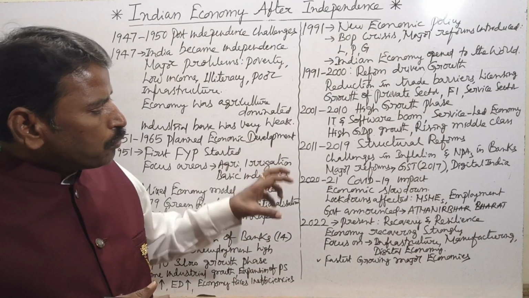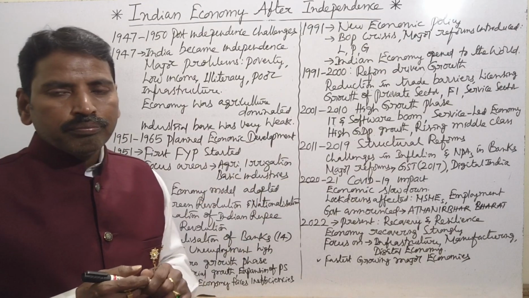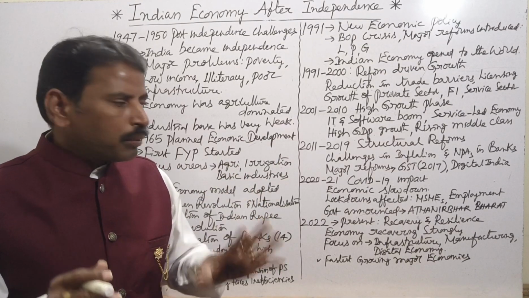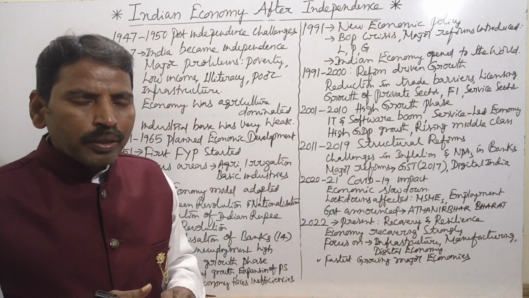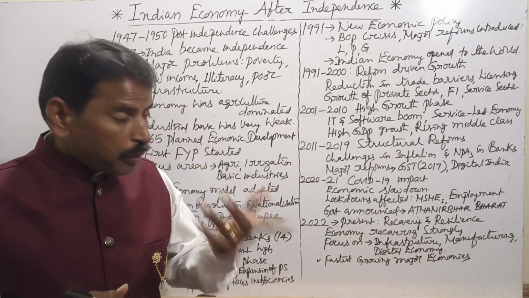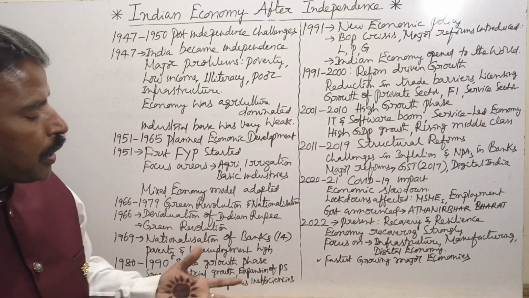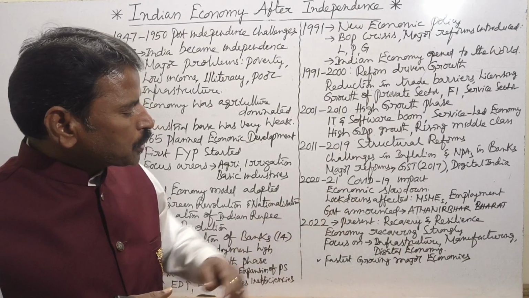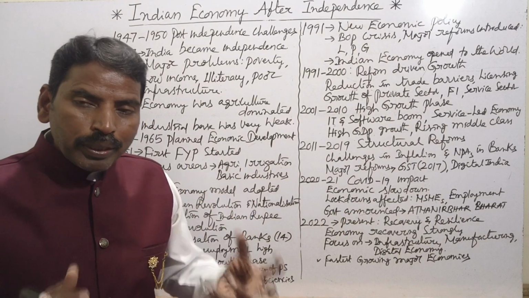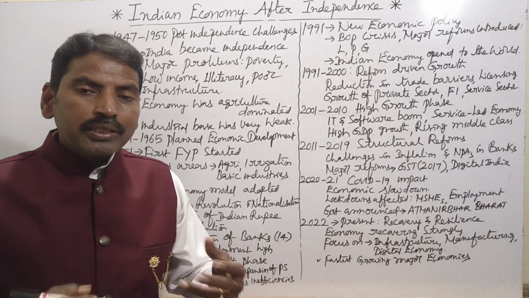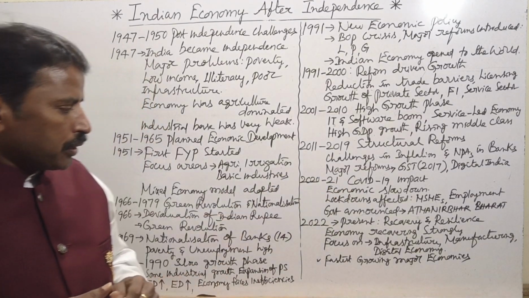2020-21, COVID-19 impact. There was a total economic slowdown. Lockdowns affected micro, small, and medium enterprises and employment also. At the same time, the government announced Atmanirbhar Bharat, so the Indian economy would become self-reliant and self-sufficient. That is called Atmanirbhar Bharat.